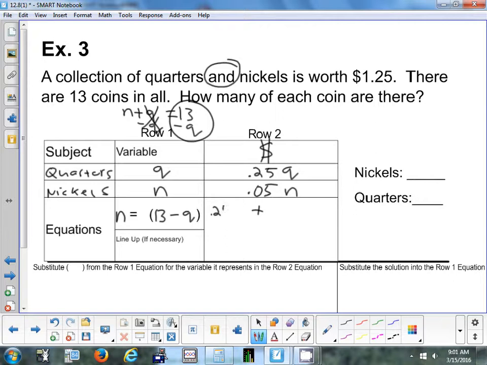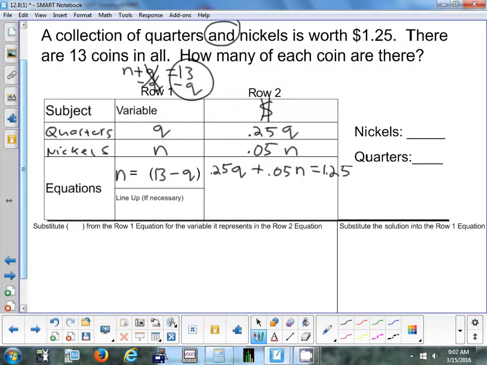0.25. Oh, well, that's what I meant. All right. So 0.25 Q plus 0.05 N. And what does that add up to? 1.25. Okay. Now from here, the hardest part is just dealing with the decimals. What letter am I going to fill in for in the second equation? Ryan? You fill in N, good. And what am I going to fill in for N? 13 minus Q. Perfect.